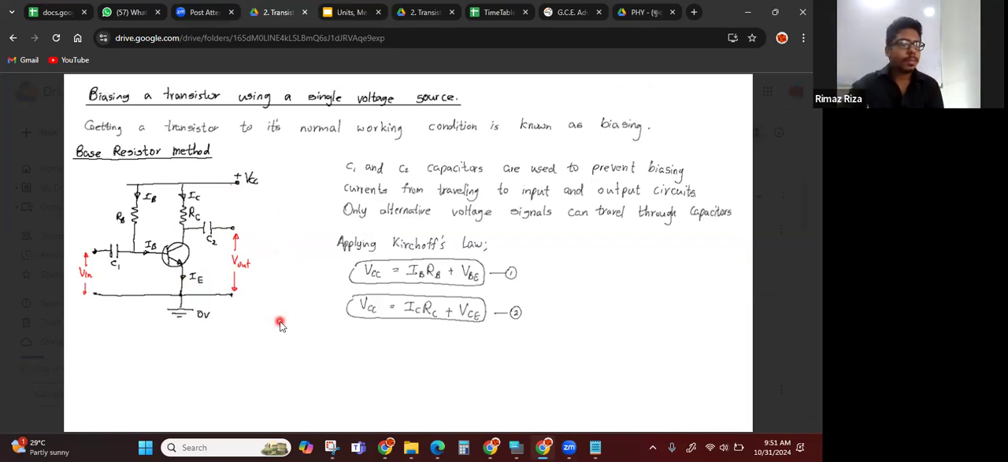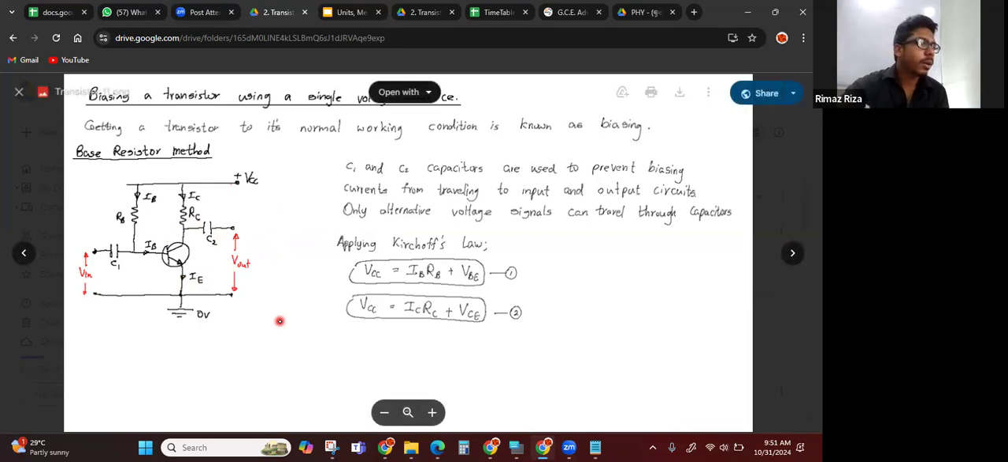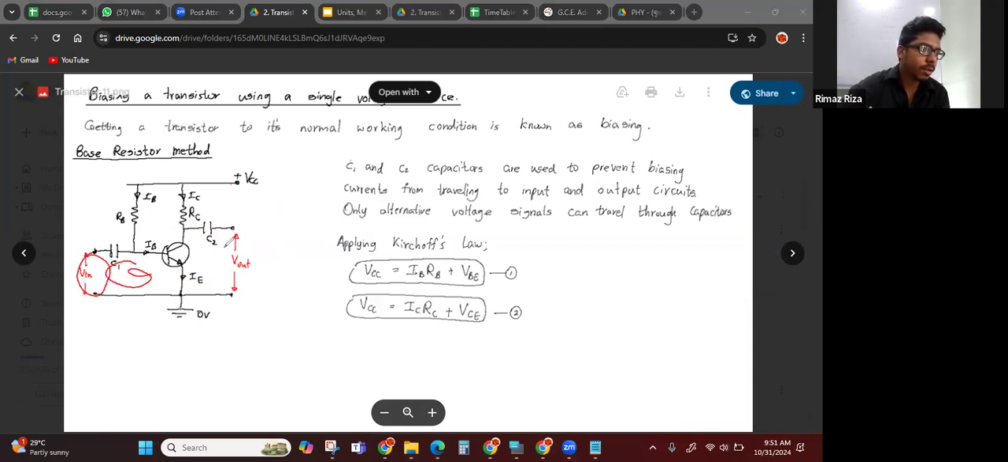Okay, so here what you can do is you can check the input and output, right? So if you consider the input, this is the input circuit and this is the output circuit. So the input and output, what is in the middle? IE. So this is the common emitter configuration, right? So this is IB here, this is the input, and this is the output circuit. So this is common emitter.